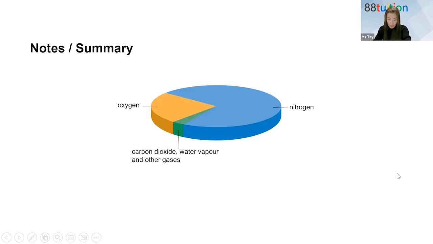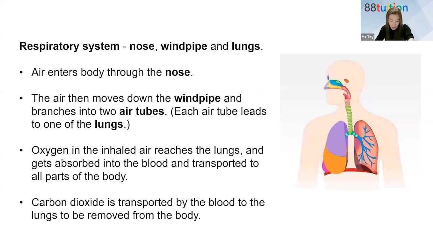Okay, you know about this, right? We have seen this chart in the last lesson. For nitrogen, the percentage in the air around us is about 78%. Oxygen is about 21%. And then carbon dioxide, water vapor, and other gases, roughly about 1%.